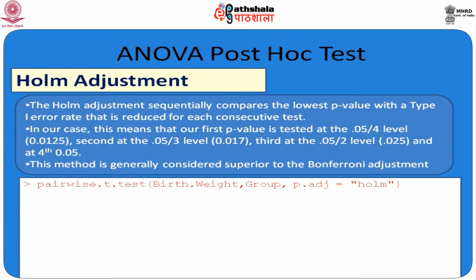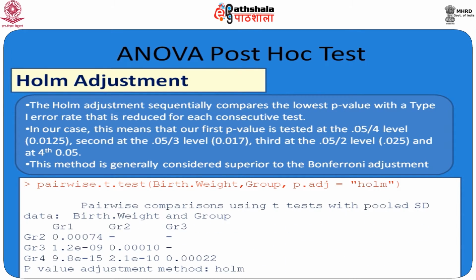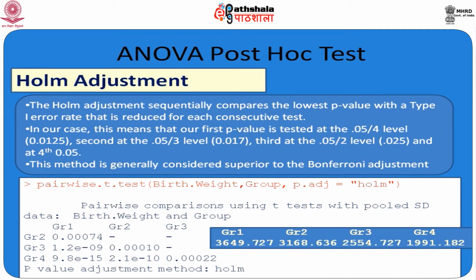Again, to perform this adjustment for multiple comparisons, that is the type 1 error adjustment, we use the same function pairwise.t.test, and the only change is the p.adjust value: instead of bonf I will put holm, for the Holm adjustment. That will generate the same kind of results. Here I just put the means for your comparison, and that also indicates that all the groups are pairwise significant. The pairwise comparison indicates all the pairs are statistically significant. They are significantly different from each other.